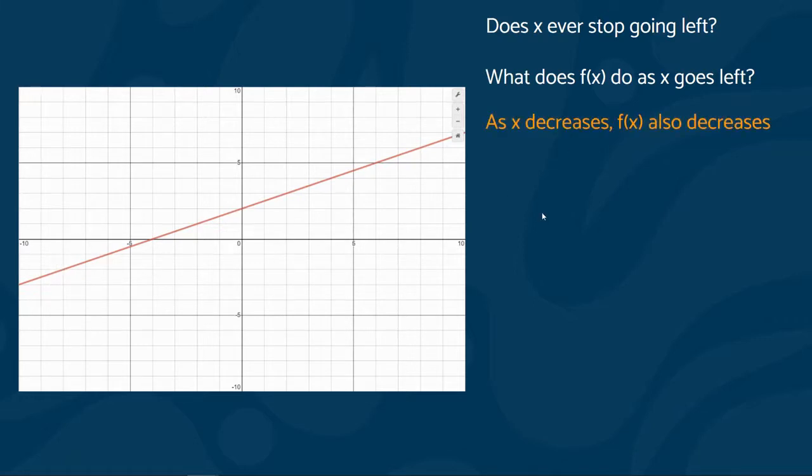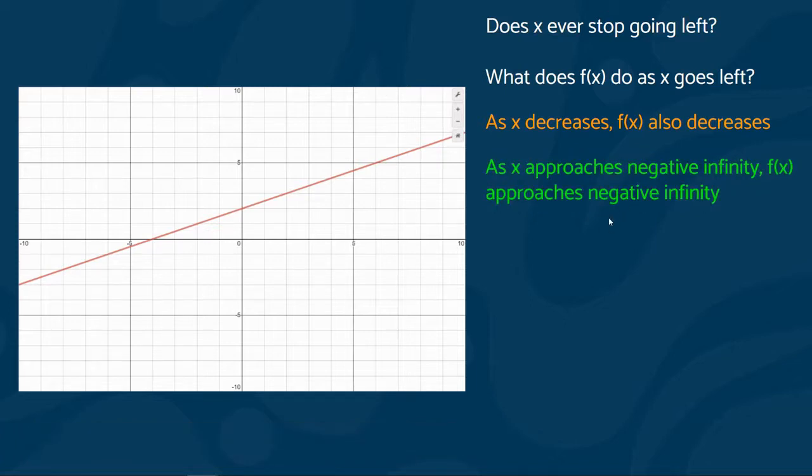So in this one, as x decreases, in other words, it's moving towards negative infinity, the f of x is also decreasing, meaning it's moving towards the bottom of the page. So you can see it's actually a downward slope. As x approaches negative infinity, f of x approaches negative infinity. And this is the symbolic way of saying that: as x approaches negative infinity, so the arrow means approaches, f of x approaches negative infinity.